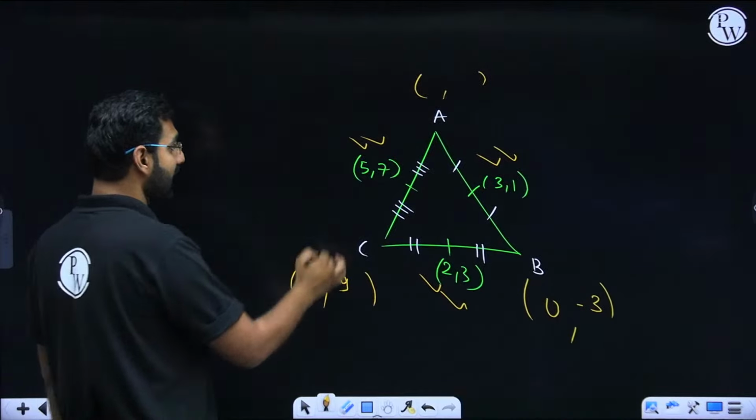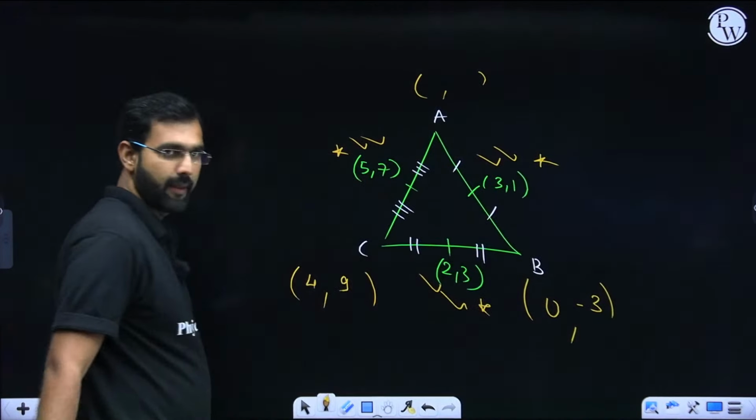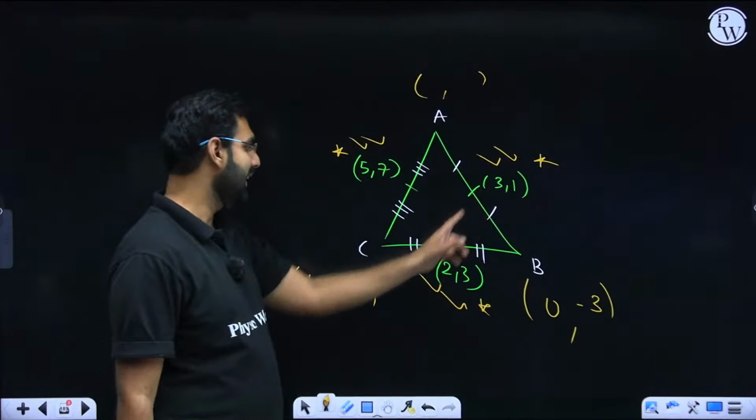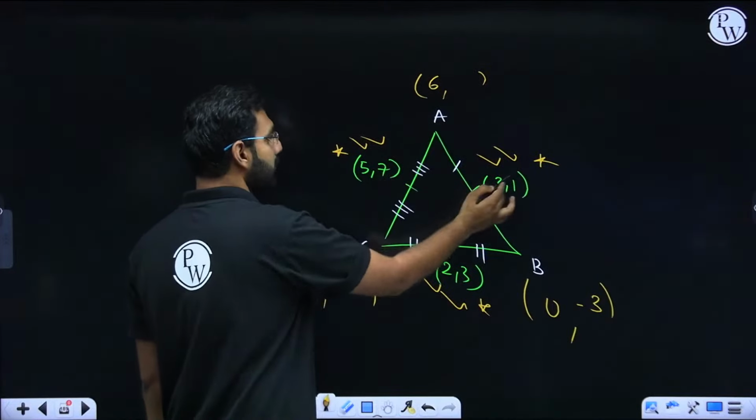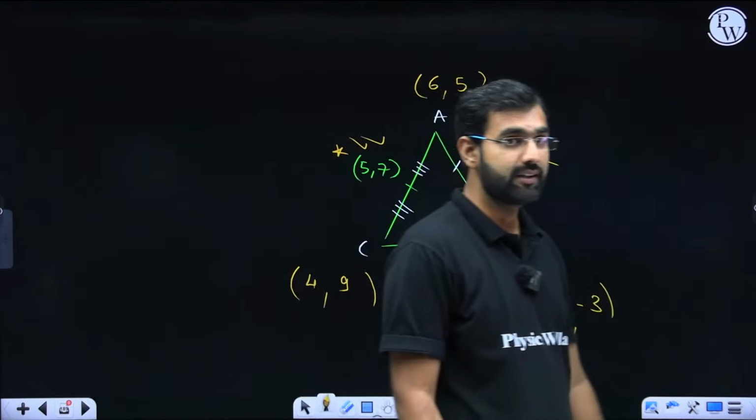I hope you are creating the logic. This plus this minus this. So how many of you got this? 5 plus 3, 8. 8 minus 2 is 6. 7 plus 1, 8. 8 minus 3 is 5. How many of you got (6, 5)? Do write in the comment box.